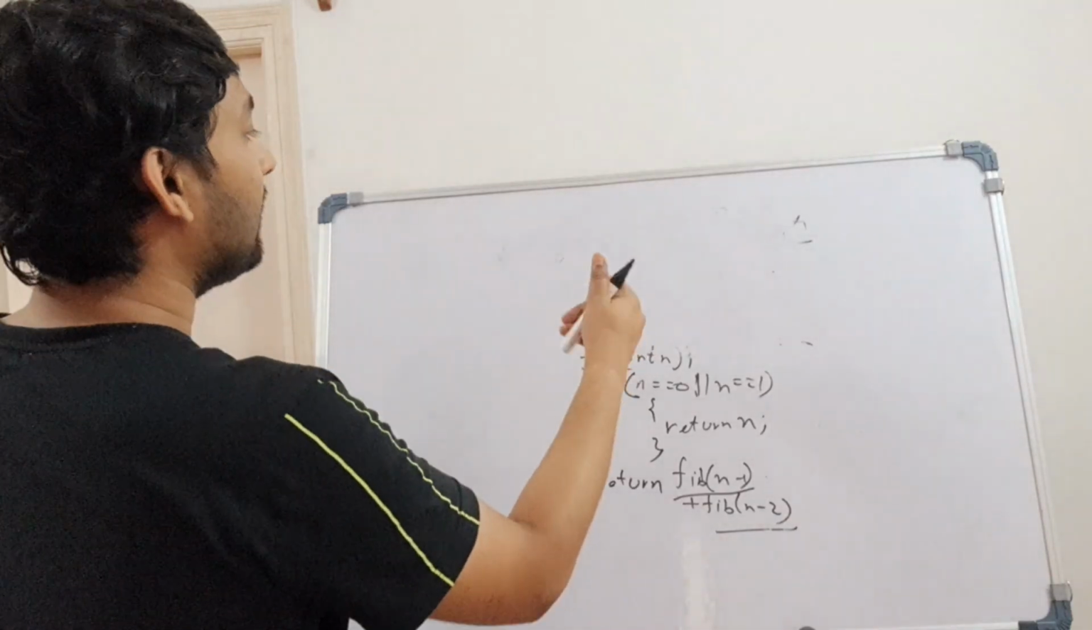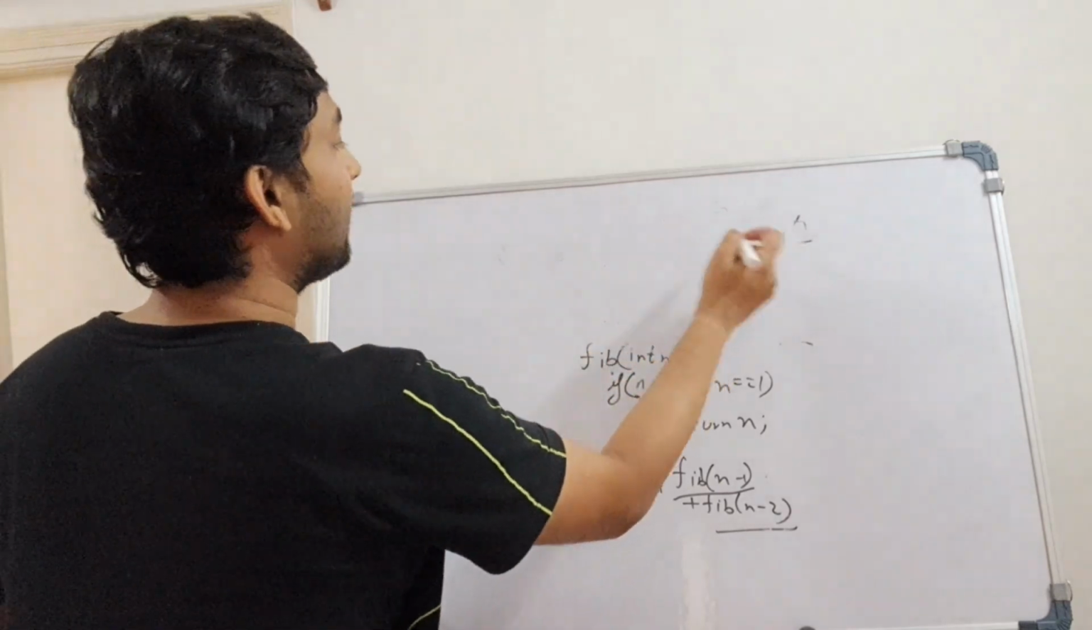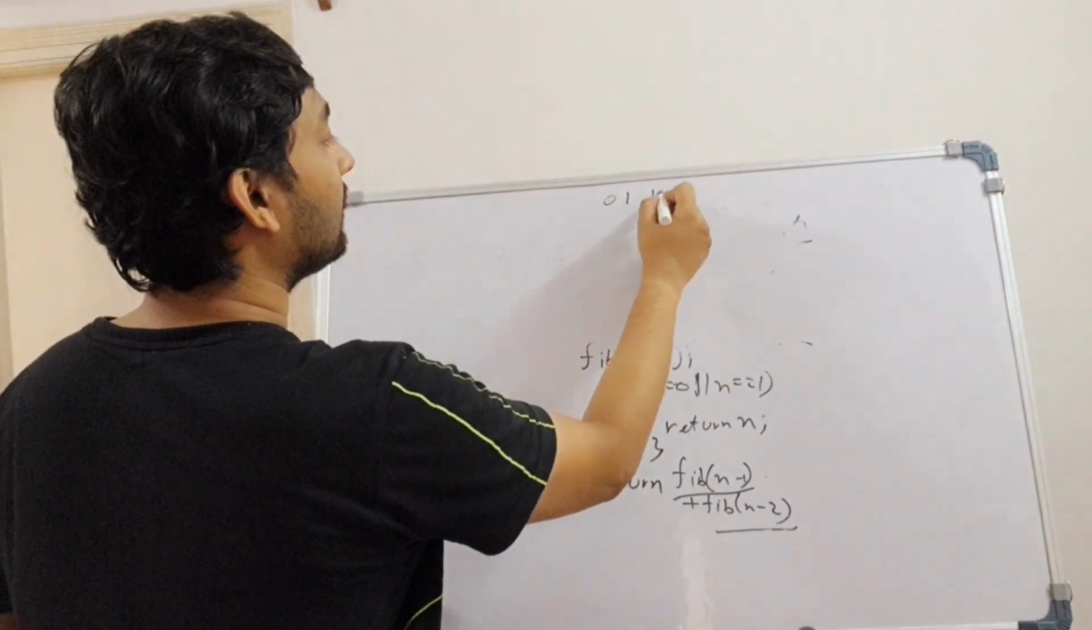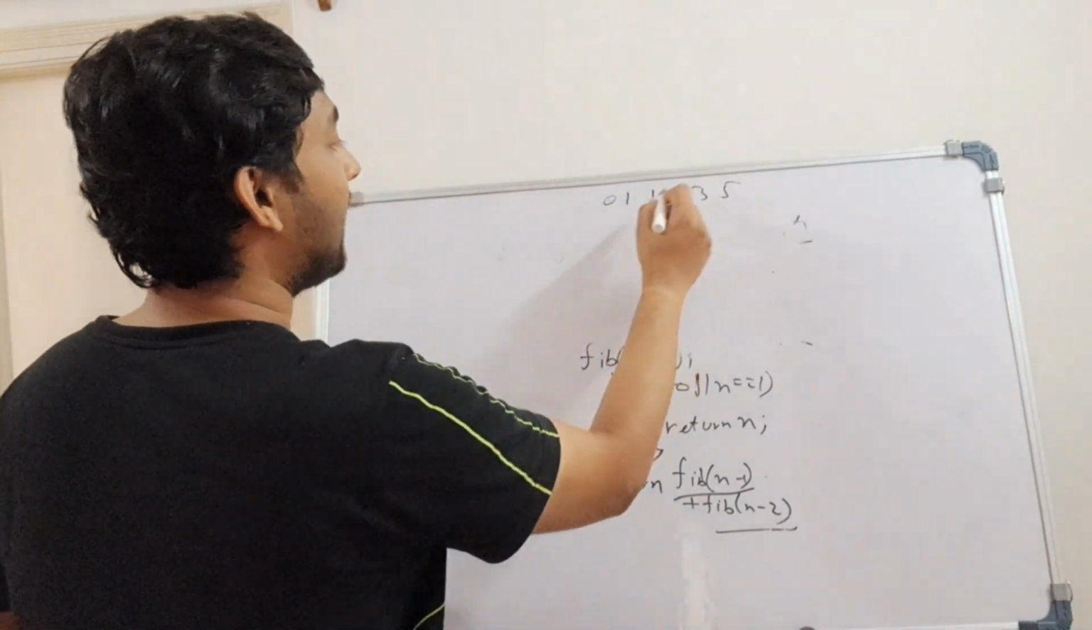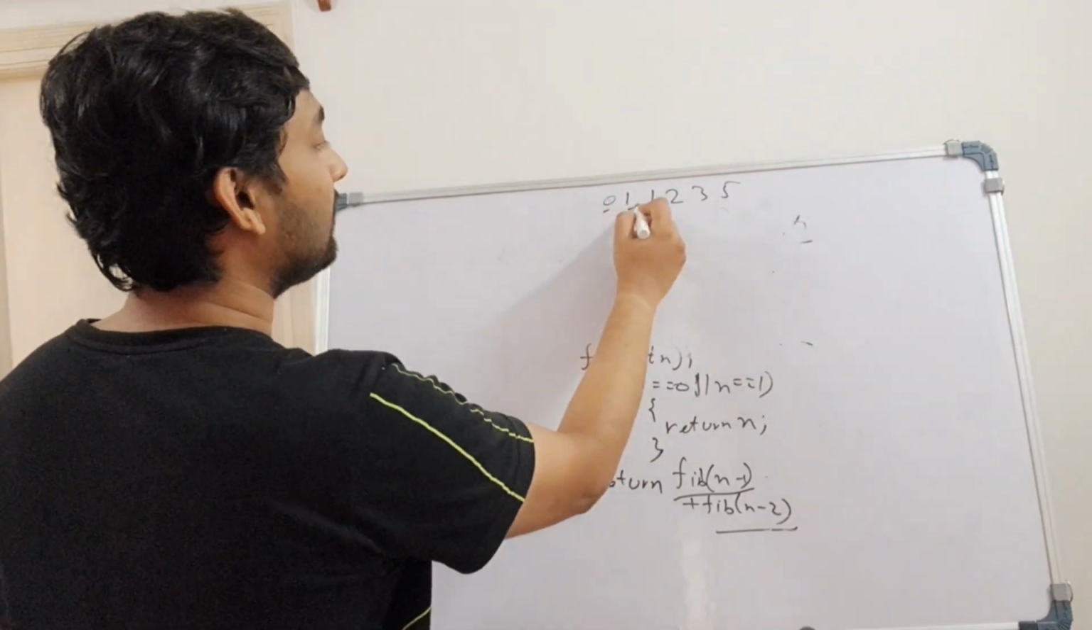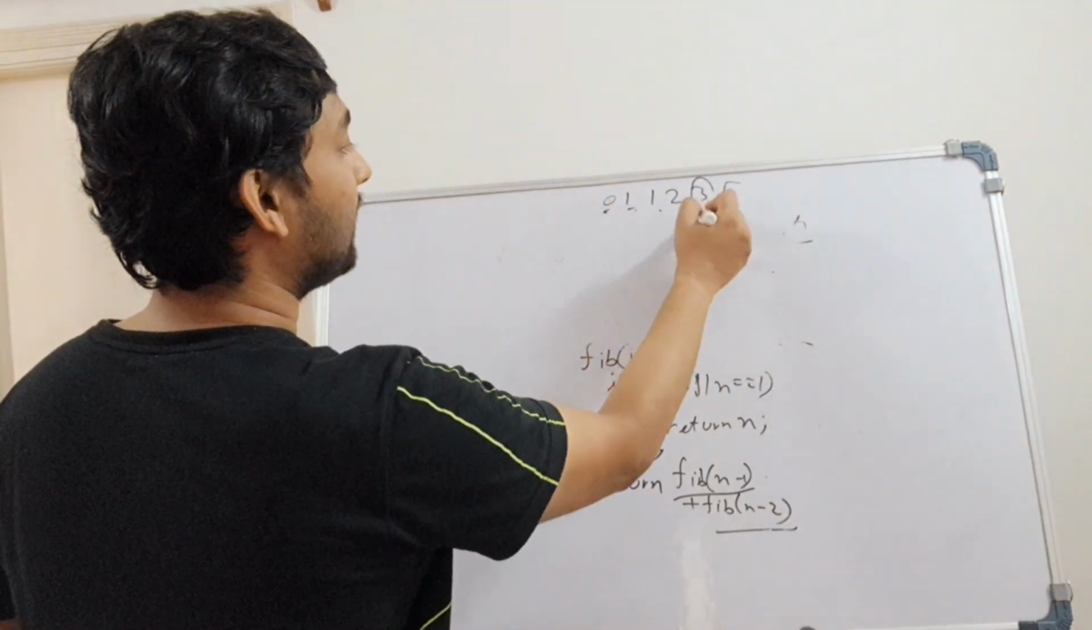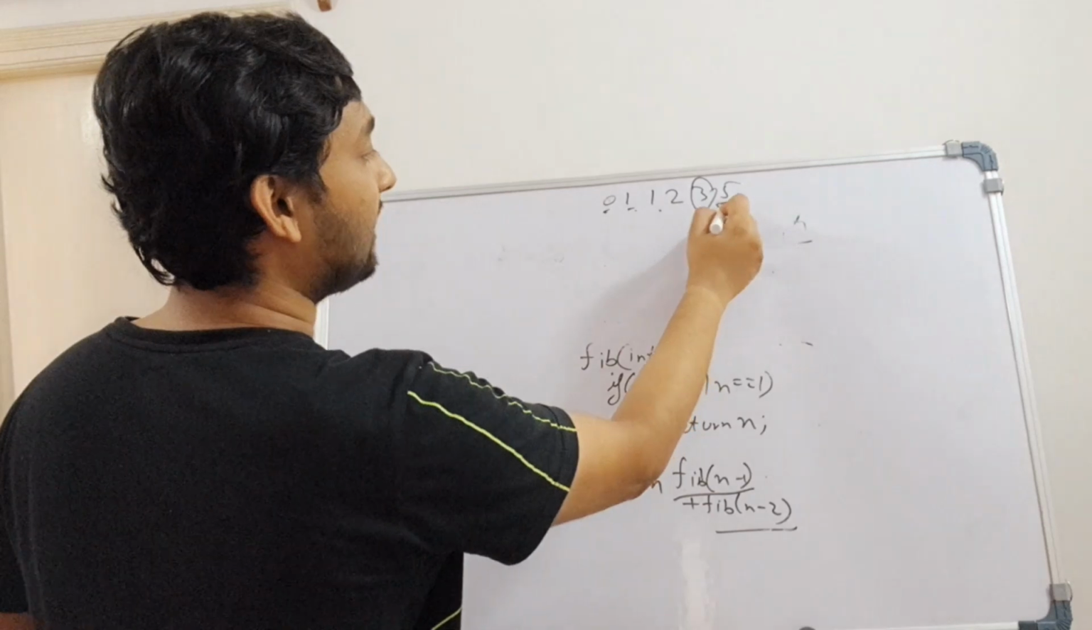So let's suppose this is n equal to 0, 1, 1, then 2, then 3, then 5. I want to know the fourth index. So 0, 1, 2, 3, 4. I want to know at n equal to 4, it should come as 3.